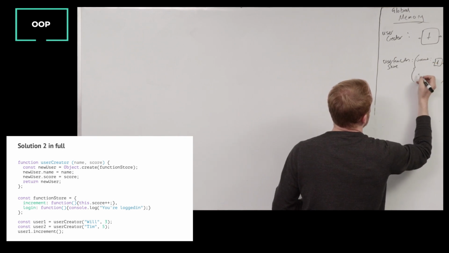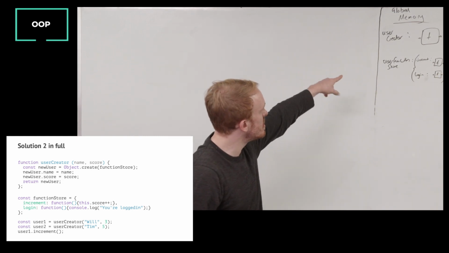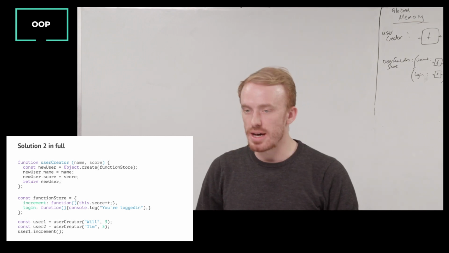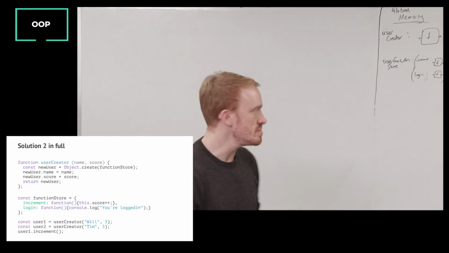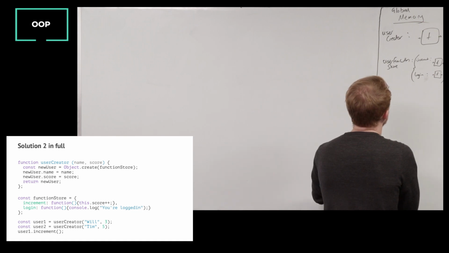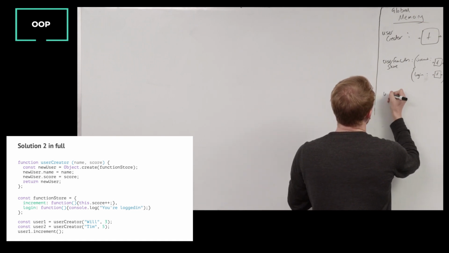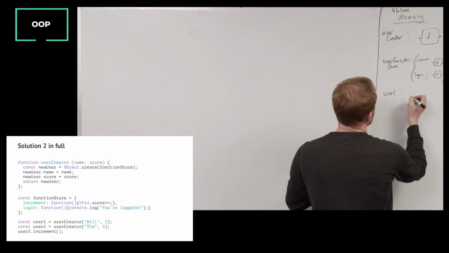It's a function that increments the score, and another function called login. Perfect. Excellent. There it is. User function store. All right. Next line, Lewis. We're declaring a variable user1 in the global memory, setting it to the return value of running userCreator with the arguments will and 3.